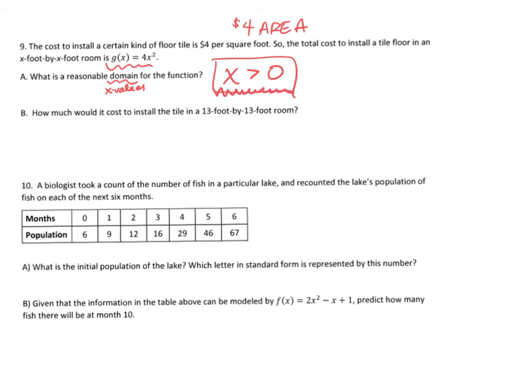Then it says, how much would it cost to install the tile in a room that's 13 by 13? So we're saying when x equals 13, how much is that going to cost? So plug it in. Find g of 13. 4 times 13 squared. Remember to do order of operations.